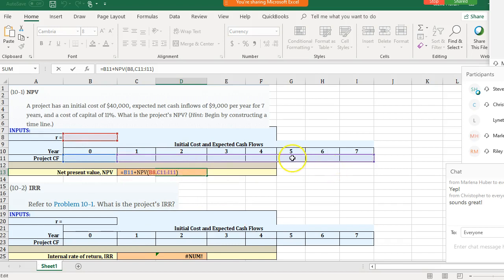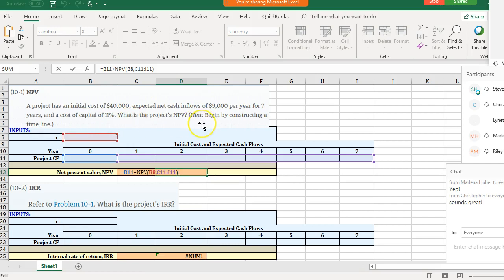from. And the way projects work is you invest in a project. So at time 0, and time 0 is today, I spend money to invest in a project. And then in return, I receive a series of positive cash flows. So that's what every project is kind of geared towards. And so what they're telling us for this example is, a project has an initial cost of $40,000, expected net cash inflows of $9,000 a year for 7 years, and a cost of capital of 11%.